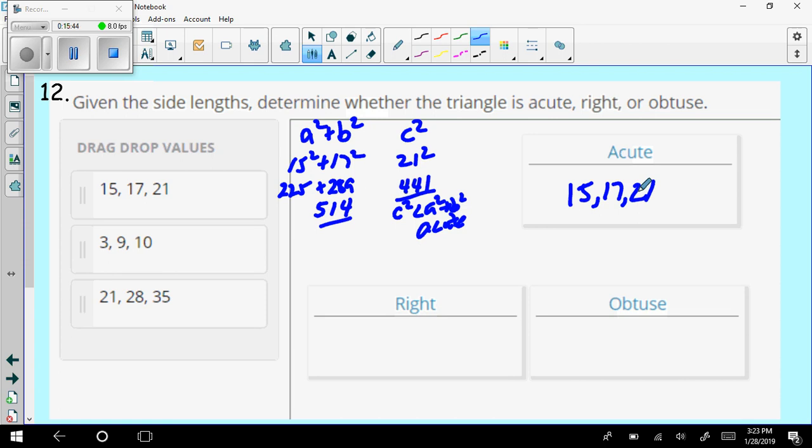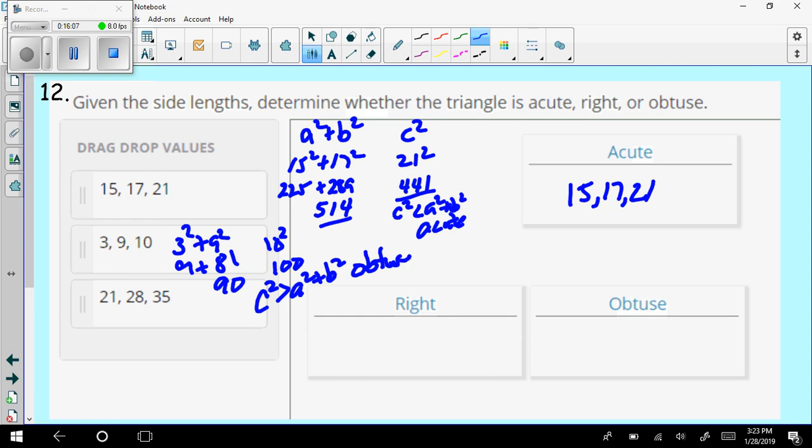We go through the same process with our others. Let me just show you the 3, 9, and 10. So 3 squared plus 9 squared. Compare that to 10 squared. 10 squared is 100. This is 9 plus 81. So that's 90. In this case, the c squared was bigger than a squared plus b squared. That means it's obtuse. And so the 3, 9, 10 would be obtuse.